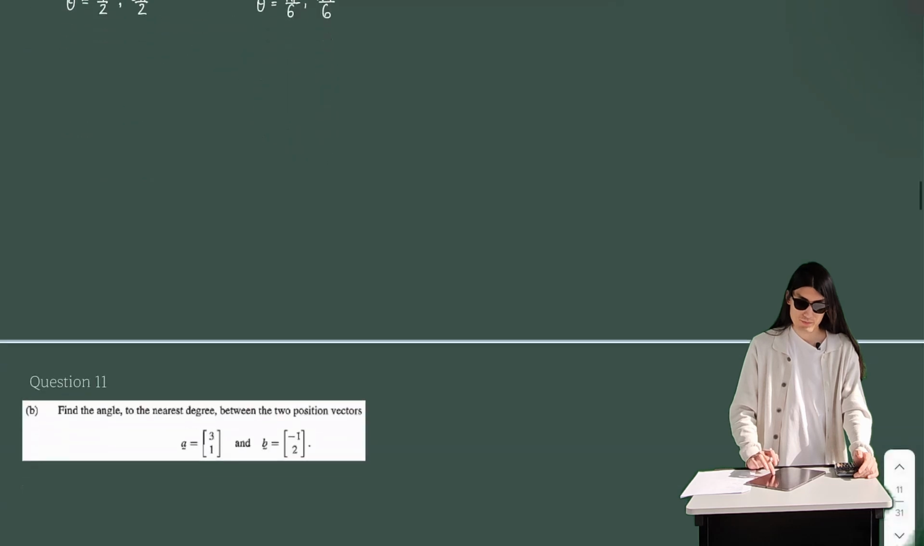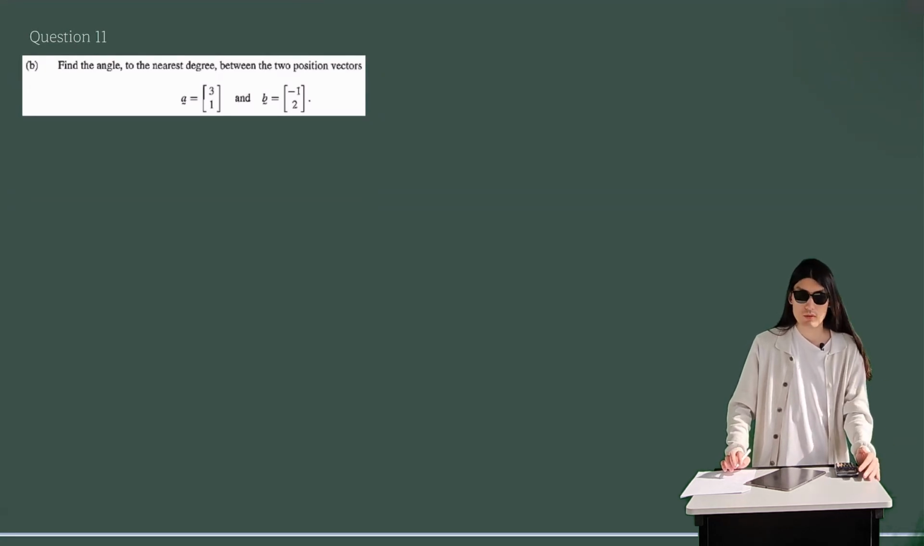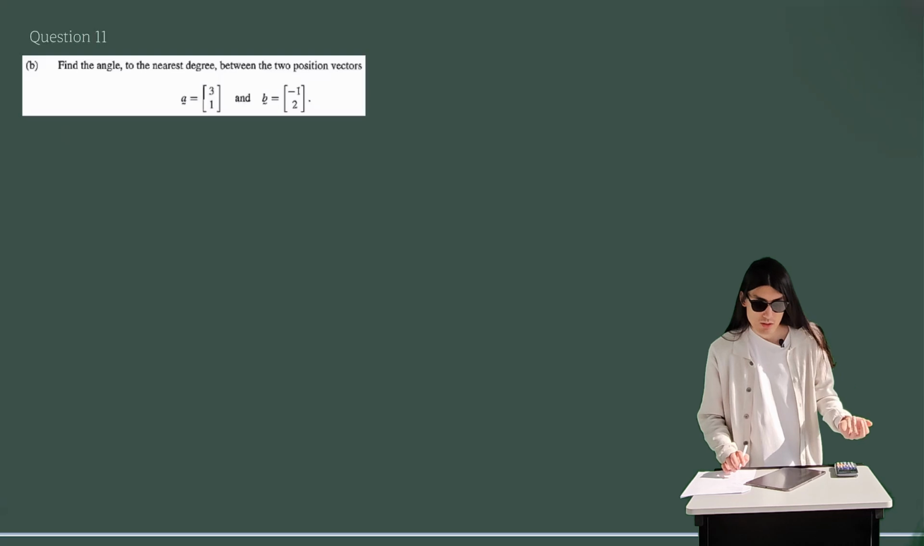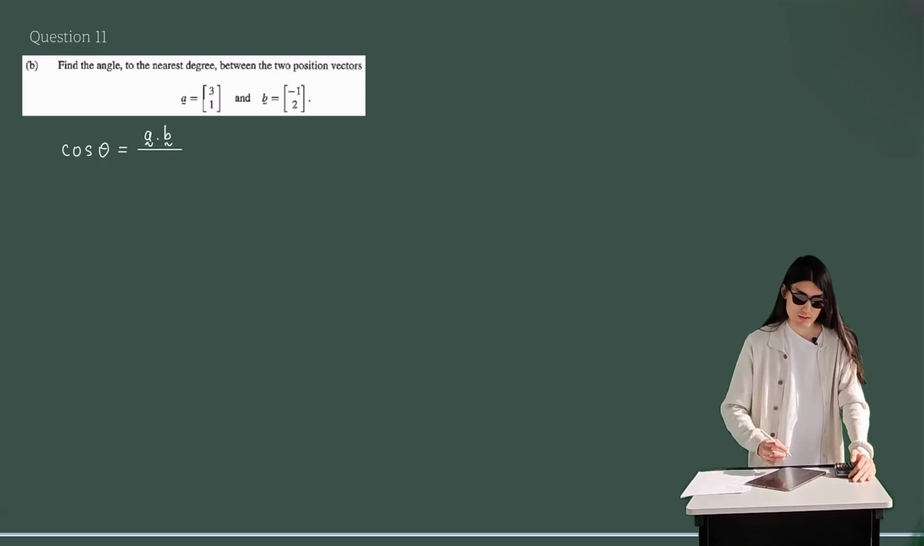Moving on to 11b. Find the angle to the nearest degree between the two vectors a and b. Okay, so again, question 11 being question 11, simple question where you can obtain the answer by throwing numbers into a formula. The formula here that I'm talking about is the cosine of the angle between two vectors. So that's a dot b over magnitude of a multiplied by magnitude of b.